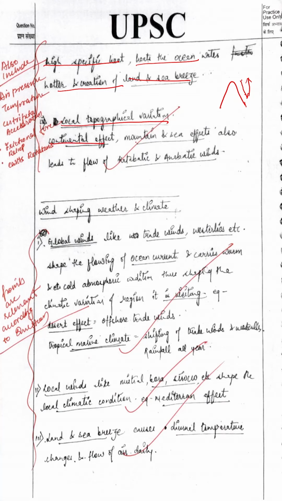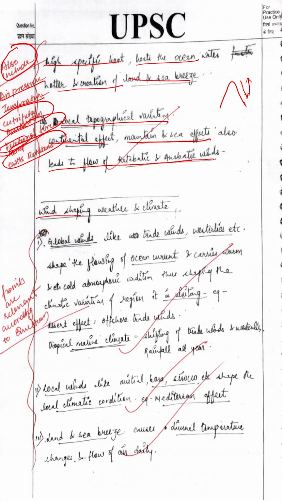So like continental effects, the mountain and sea effects also lead to the flow of anabatic and katabatic winds. Now the next step here is, as we can see, the evaluator has also provided certain extra things which can be added here. For example, the air pressure, the temperature, the centripetal acceleration, the frictional force, the relief features, and the Earth's rotation, which can also be added here, which influence the wind speed and direction.